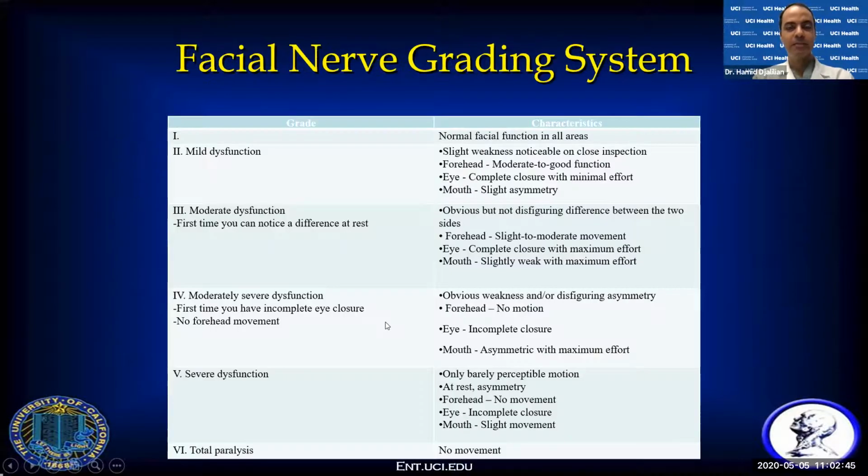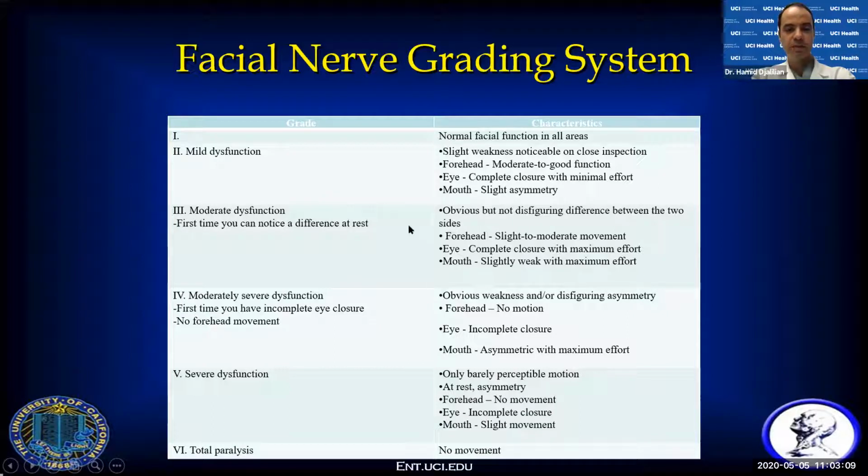Anyways, so the grading system that's most commonly used is the so-called House-Brackmann system. There have been some other modifications. There is a facial nerve grading system that I helped contribute to some time ago. But this is sort of what has stuck, even though it's not perfect.